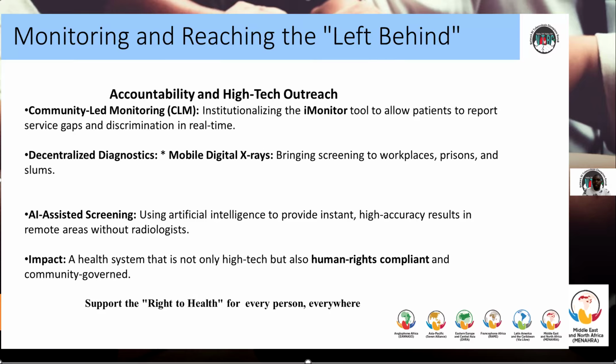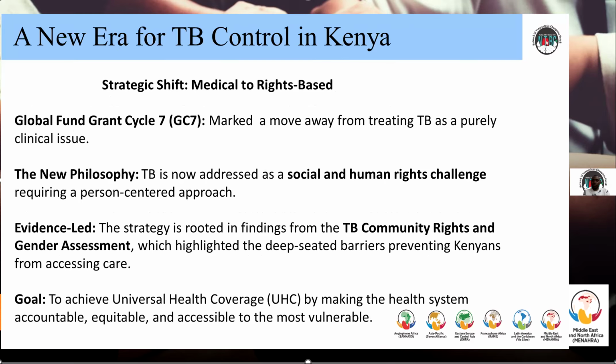So what are our key and important interventions that we think are very critical? In GC7, we've seen a move away from treating TB as a clinical issue, to now making TB a social issue so that everybody takes responsibility and is able to treat it. And the evidence there is that this was rooted in the community rights and gender assessment that was implemented, which highlighted the deep-seated barriers preventing Kenyans from accessing care.